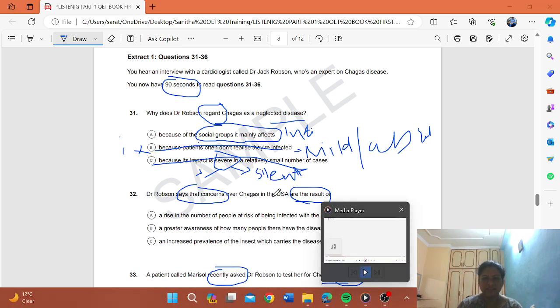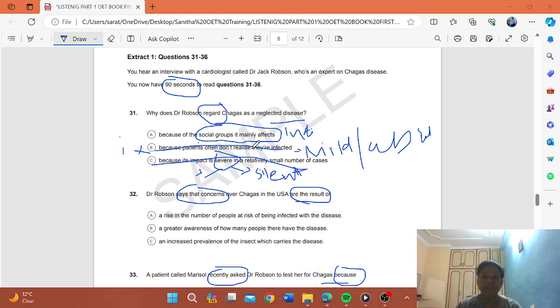Yes, the insect. Okay, you got the answer. Mainly affects means it is endemic there in the Latin American people. It is endemic, mainly affects. So here we need significant action. So that's the reason option number A is the correct answer.